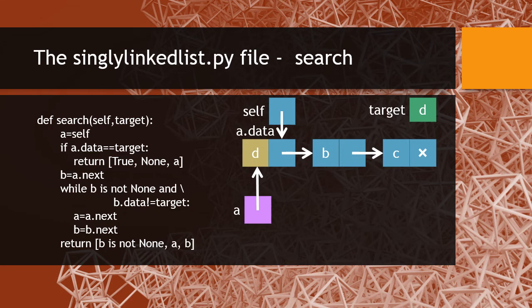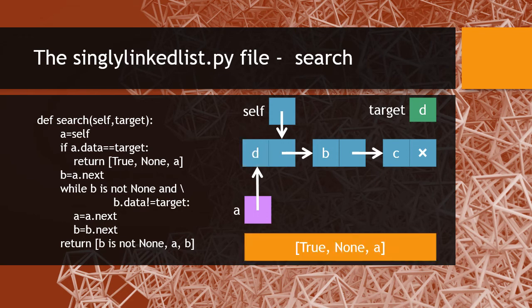What has just happened is that we have found target at the first node of the linked list. There is no need to traverse any further. So we move into the body of the if, and we return a 3-element list. The first element of this list gives us the status of the search. Have we found the target? Yes. So the first element is true.